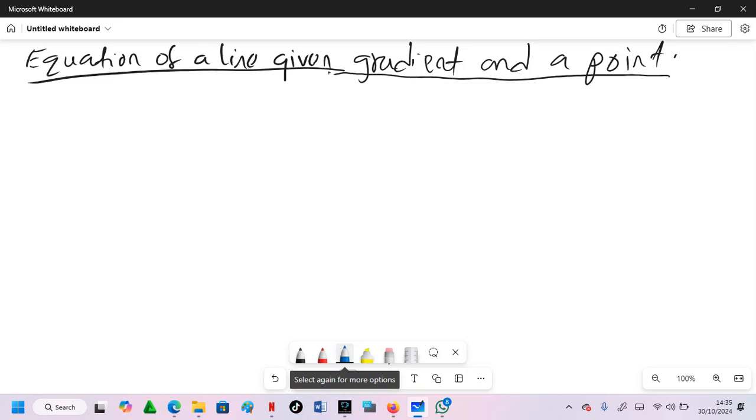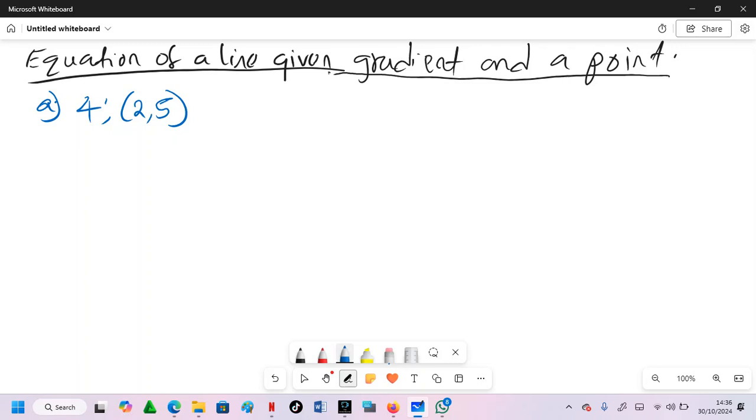Hello, we're going to discuss how to find the equation of a line given the gradient and one of the points. A line passes through several points, and how do you get the equation of a line given the gradient and one point? For example, find the equation of a line whose gradient is 4, and one of the points that the line touches is (2, 5). So what do you do in such a situation?